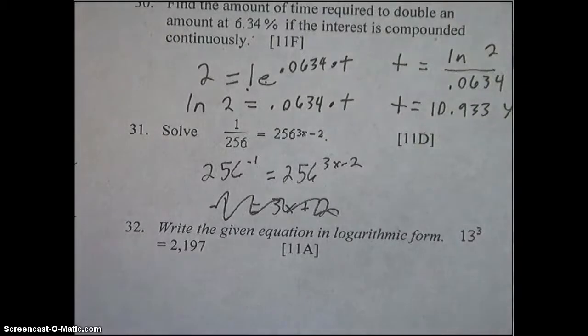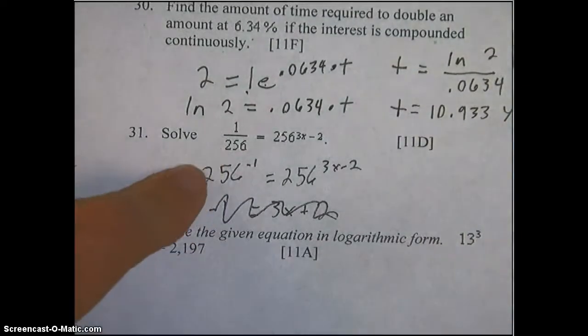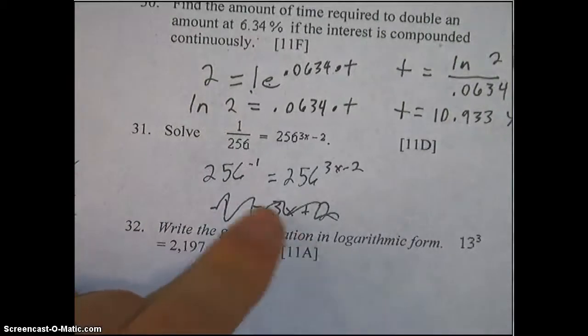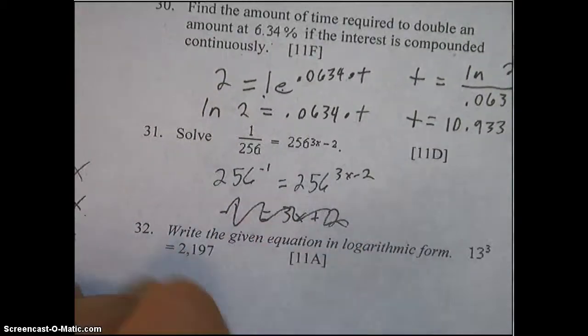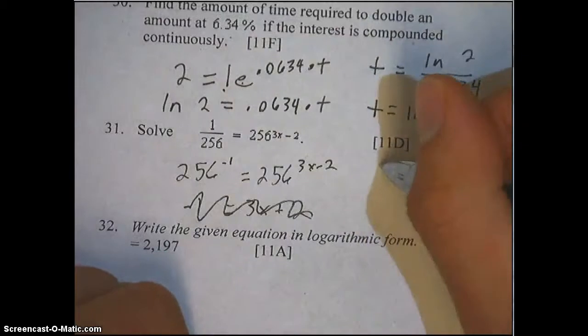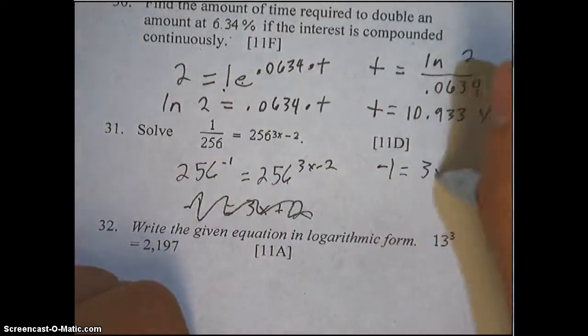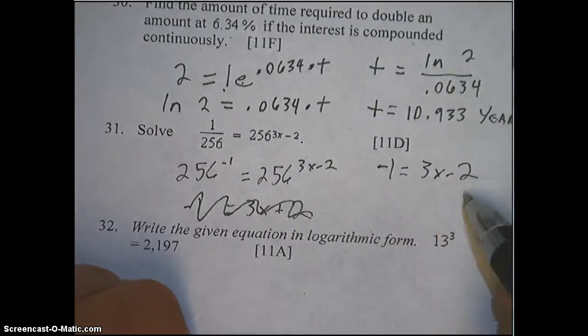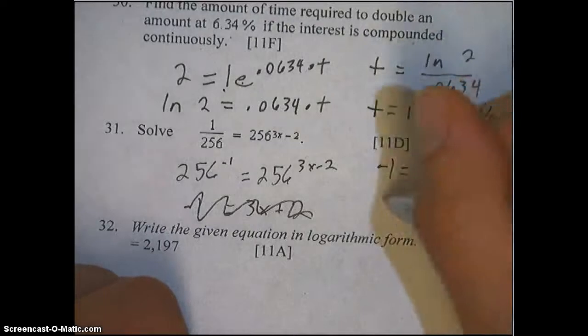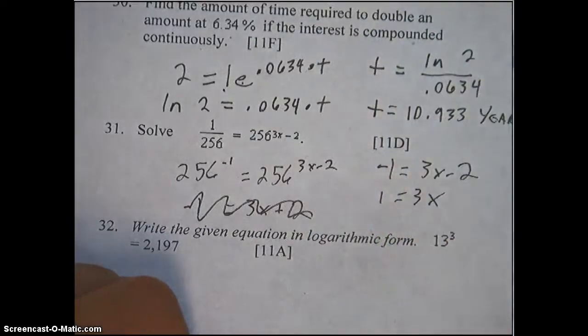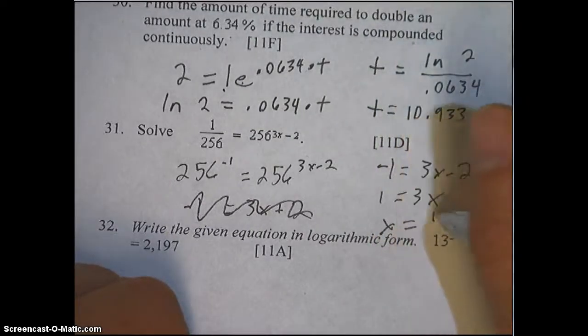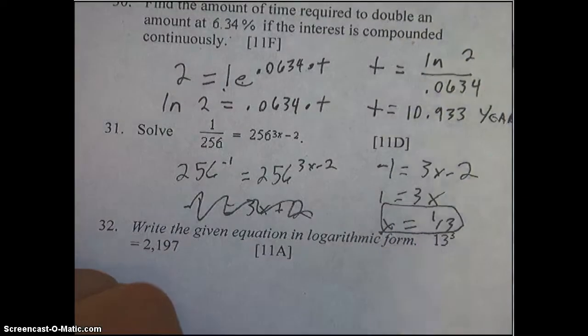First thing you got to realize is that you can rewrite this fraction as 256 to the negative 1 power. And when the bases are the same, they're both 256, you can set the exponents equal to each other. So we can do negative 1 equals 3x minus 2. Then you'd add 2 to both sides to get 1 equals 3x. Divide by 3 to get x equals 1 over 3, which is the answer to number 31.